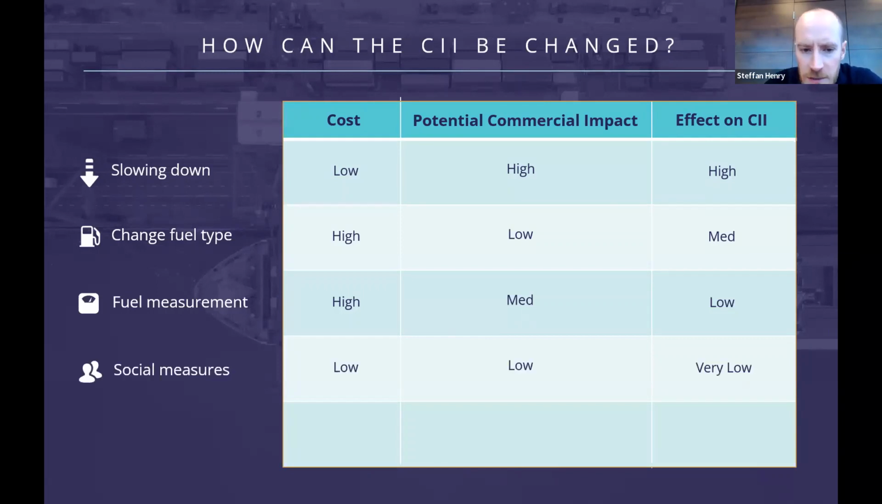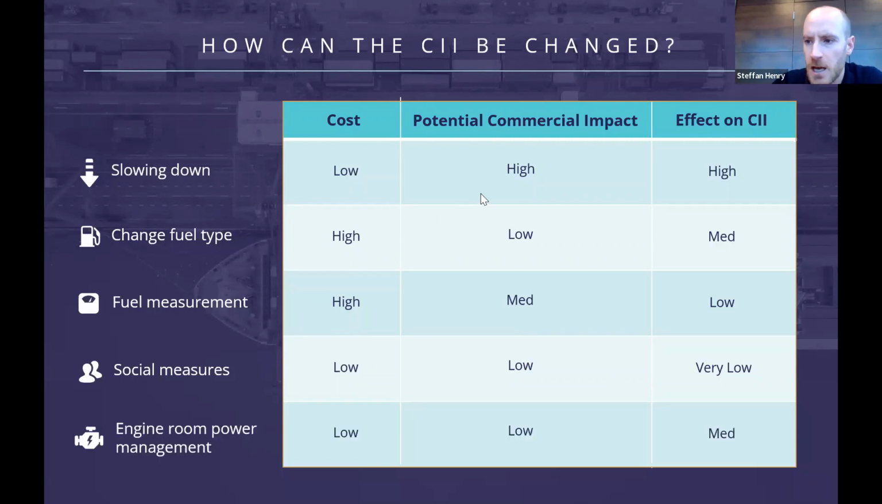Social energy measures, these are some you may be familiar with in your own home, turning off lights, reducing the air conditioning or heating, etc. And improving the power management system in the engine room so that the auxiliary engines, electrical distribution, and power systems are being operated as efficiently as possible by the engine room crew.